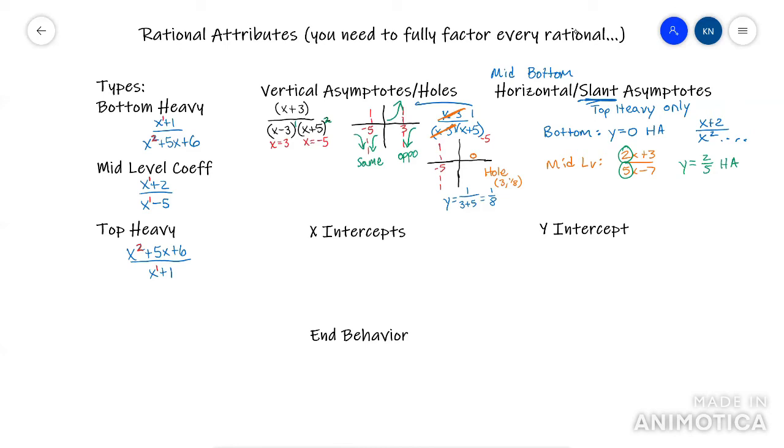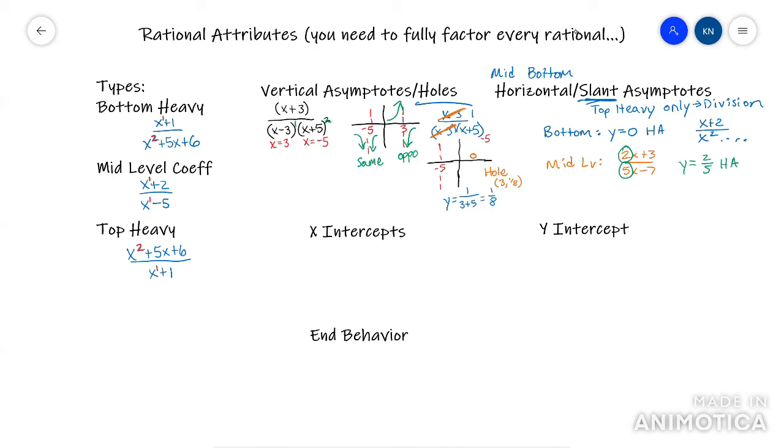And then top heavy slant asymptotes, I really don't even want to get into that right now, but basically know that you'll be doing division. It'll be in my top heavy video, but for now, just know that it's done via division. So bottom heavy, always y equals 0. They always level off on the x-axis. Mid-level, it depends on the coefficients. And then top heavy, you're not going to have horizontal asymptotes. You're going to have slant asymptotes.